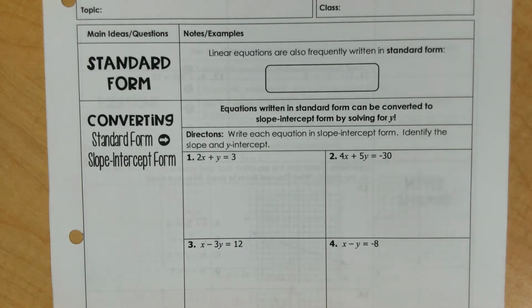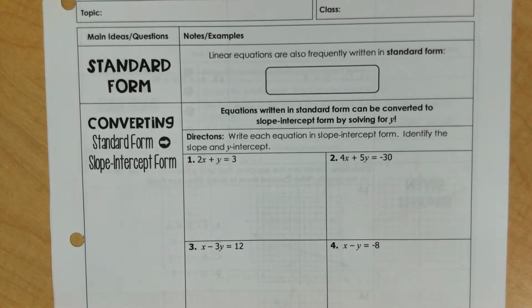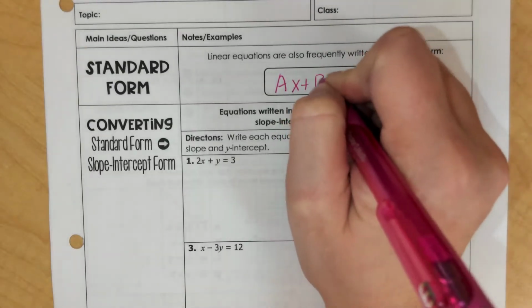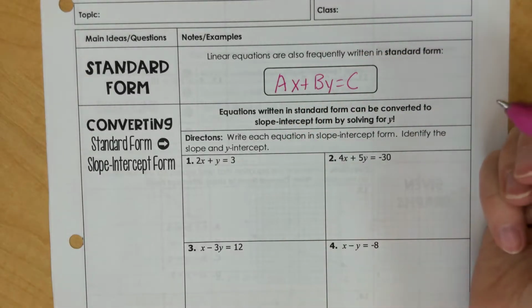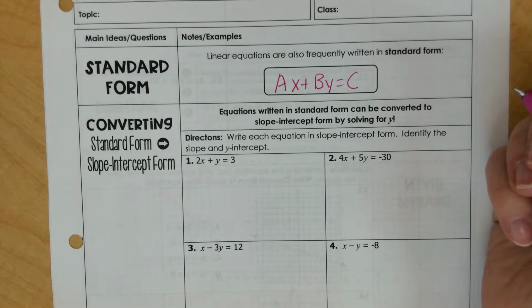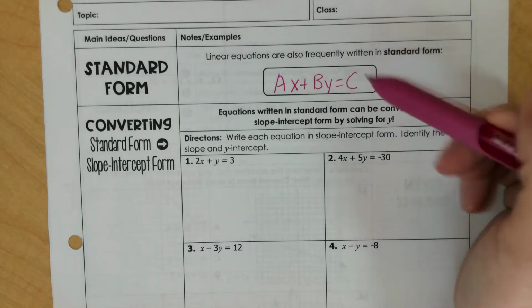Okay, so today we're going to start talking about standard form of a linear equation. Standard form is ax plus by is equal to c. Standard form is great when you are looking for x and y intercepts because a, b, and c are all values, some number.